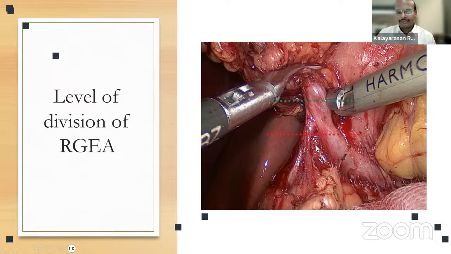Another important point to remember while doing this station 6 is that the gastroduodenal artery divides into the right gastroepiploic and the antero-superior pancreaticoduodenal artery. If we are not careful, for example, if you ligate at this point, then we will inadvertently injure this antero-superior pancreaticoduodenal artery. So this pancreaticoduodenal artery has to be preserved, and only the right gastroepiploic artery has to be divided. So this is the correct level of division, and this is not the correct level.